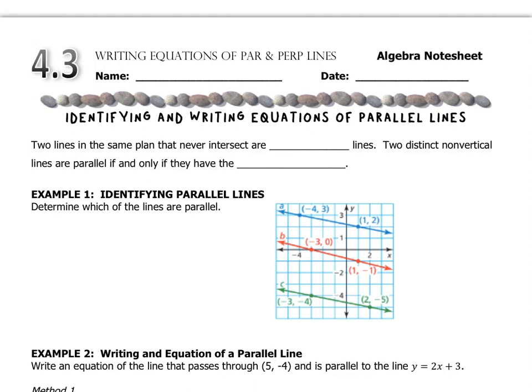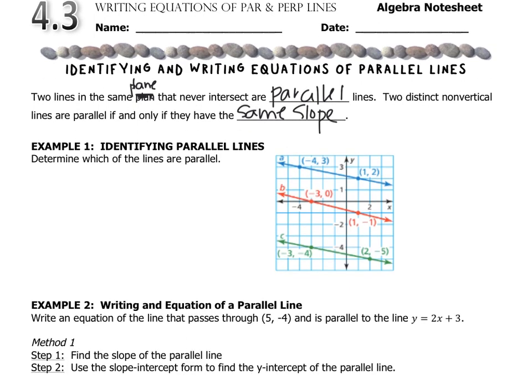In order to do this lesson about parallel and perpendicular lines, you just have to know two rules about parallel slopes and perpendicular slopes. So two lines that are in the same plane that never intersect are called parallel. Hopefully you already knew that. Now, plane is a fancy geometric phrase for a flat surface. You'll learn about that in geometry. Two lines are parallel if and only if they have the same slope. And that's all you need to know about parallel lines.